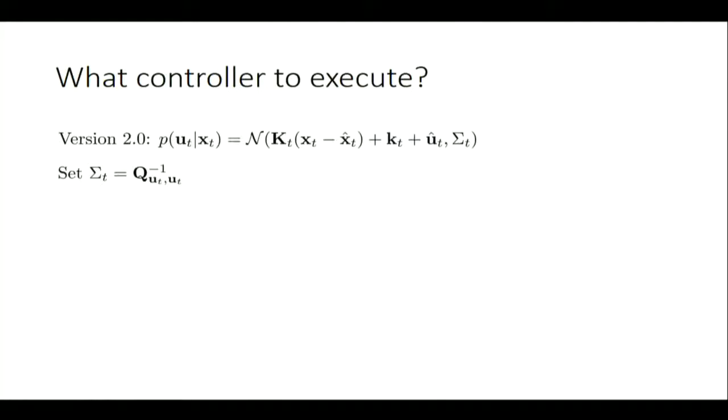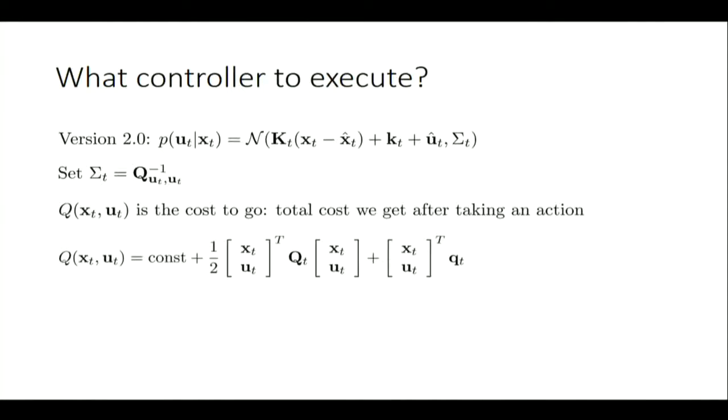So if you remember from the iterative LQR lecture, we computed this Q function, which is the cost to go at every time step. So this was the equation from the LQR lecture, where we said the cost, if you're in this state and take this action, for the rest of time is going to be given by this quadratic equation, where there's a linear component and a quadratic component.